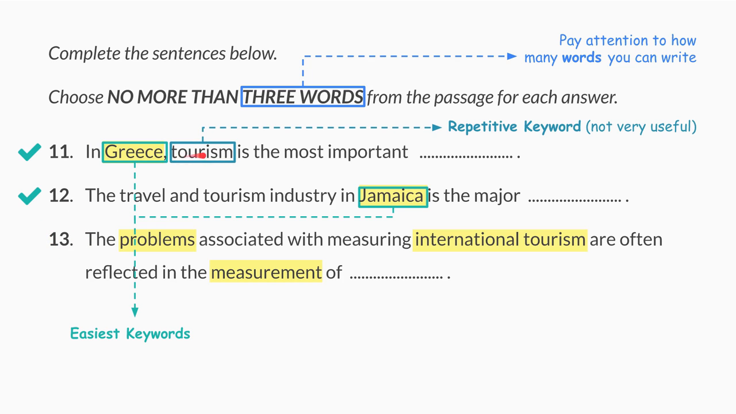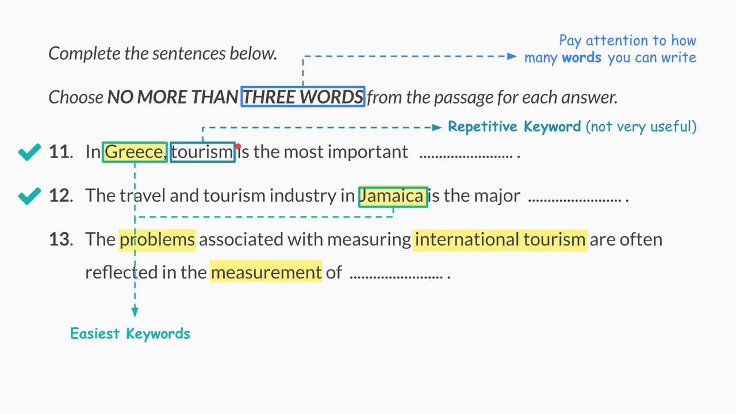Now, I want you to pay attention to this word. Now, you might think that tourism is also a keyword. How come we didn't underline or highlight tourism? Well, the reason that I haven't underlined tourism in this case is because I don't think it's a very useful keyword. It's not a very useful keyword because it's a repetitive keyword.